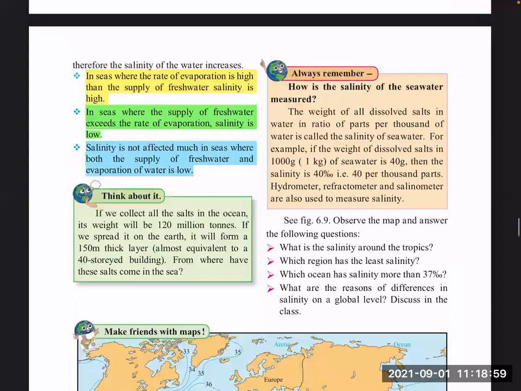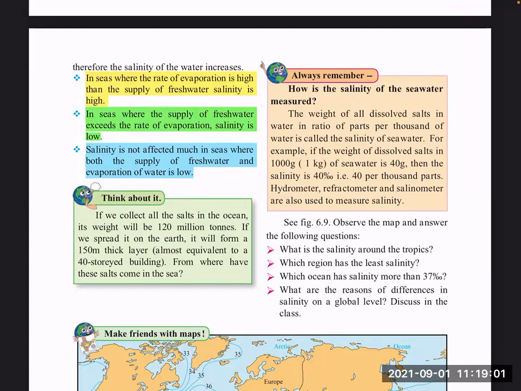Now you see how the salinity of seawater is measured. We already completed the seismogram. Earthquakes are measured by the seismogram, and rainfall is measured by the rain gauge. Like that, salinity can also be measured. It is measured as parts per thousand of water collected. For example, the weight of dissolved salt in 1 kg of seawater is 40 grams.